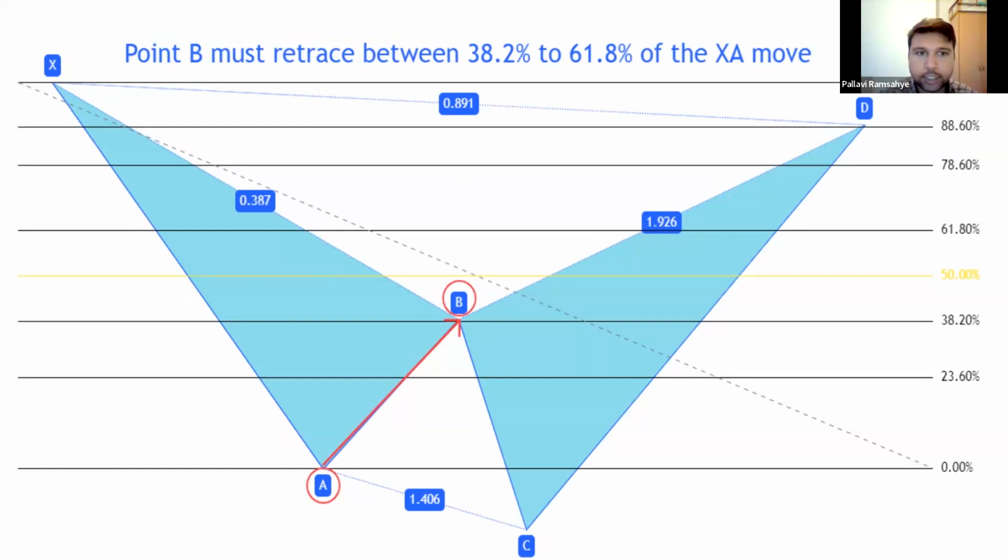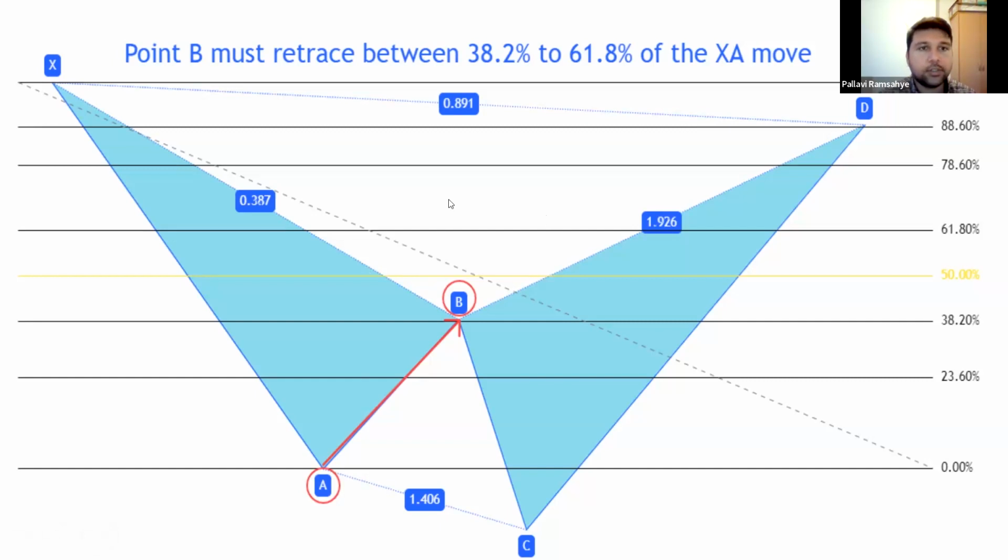And as I mentioned at the start of the call, there's a retracement percentage for each pattern, okay? In this instance, we want price to retrace between 38.2% and 61.8%, okay? And that's of the XA move, right? So XA being 100%, okay?